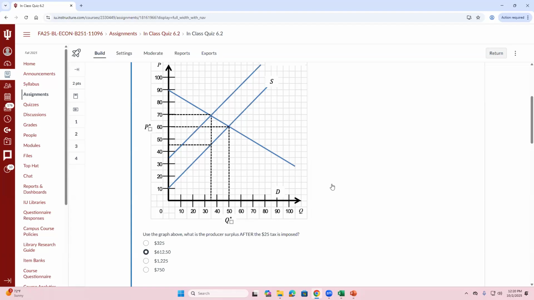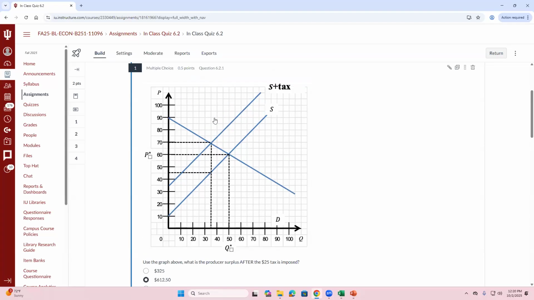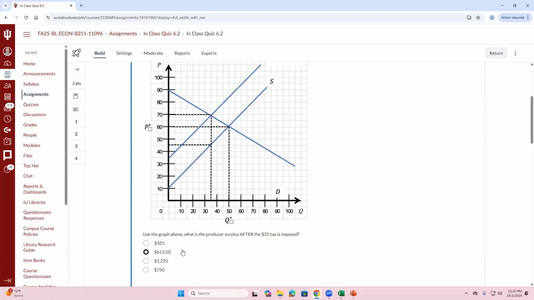So if I'm looking at producer surplus, what is going to be the price that sellers keep after this tax? The new price consumers pay will be where that new supply curve plus the tax hits my demand curve, but the sellers only get to keep that minus the tax. So the new price sellers get to keep is 45. So the area below that price but above their supply curve should be producer surplus. The area of that triangle would be what? 35. The base of it goes from 0 to 35. 35 times 35 times a half would give me 612.50.